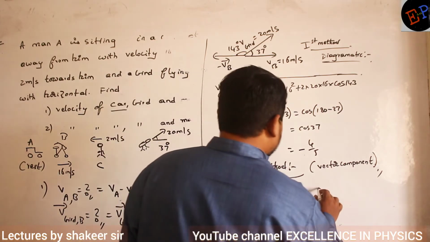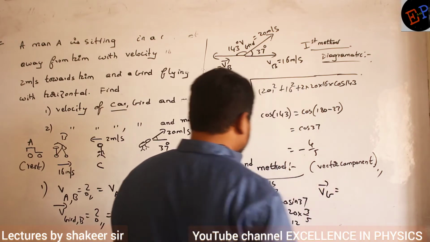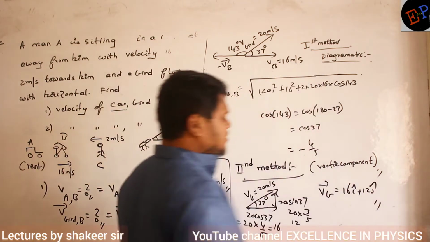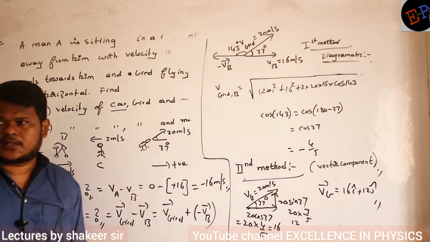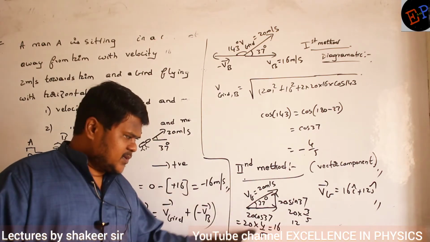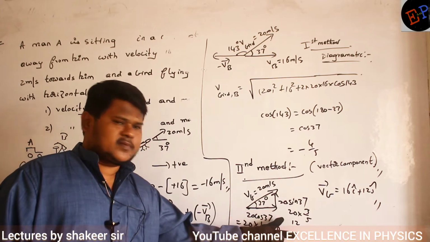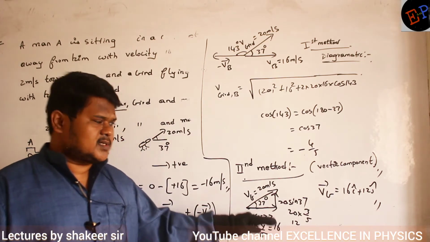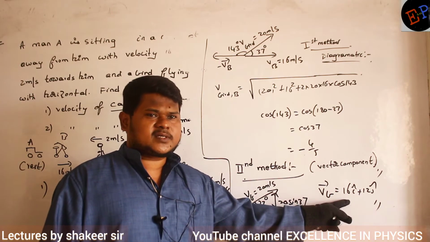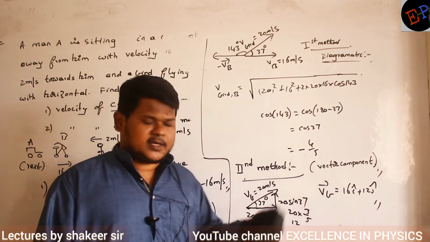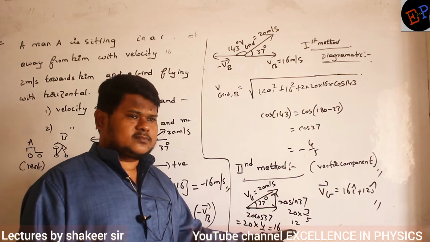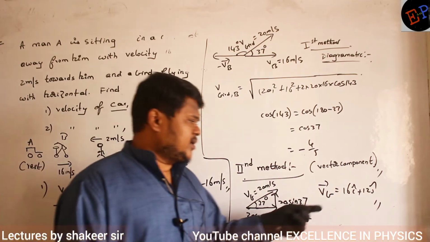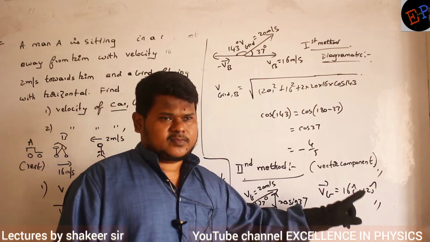Clear? So the velocity of the bird, if I write in the form of vectors, can I write it as 16 i cap plus 12 j cap? I can write like this. This one I have split into two components, one is 16, another one is 12. 16 is along which axis? Positive x-axis. And what is the unit vector along positive x-axis? i cap. So 16 i cap. And this is the vector along positive y-axis, and the unit vector is j cap. So 12 j cap.